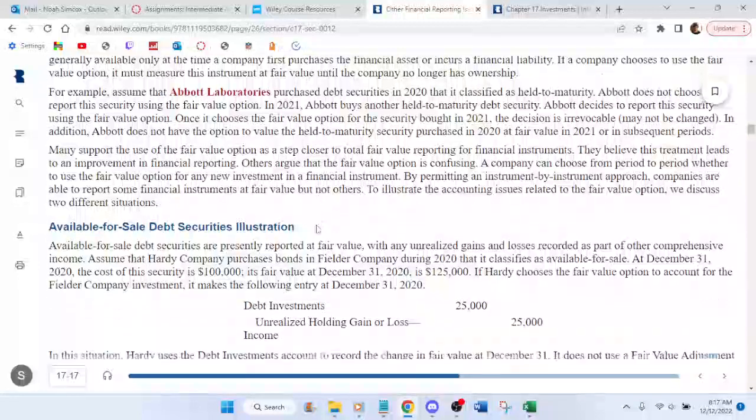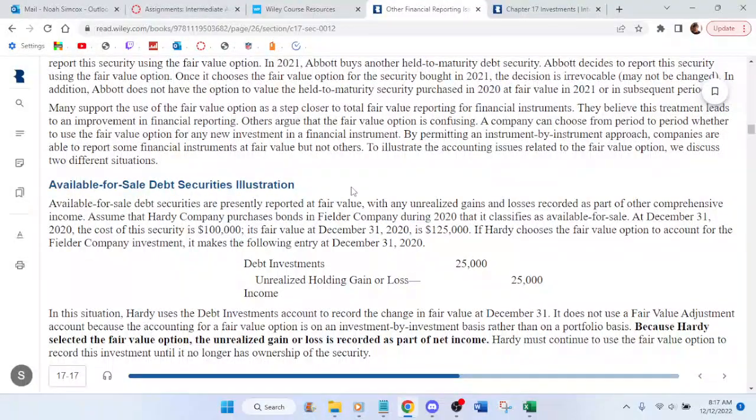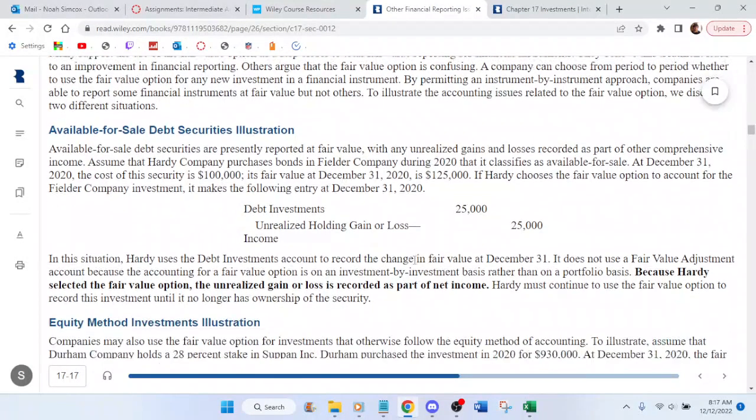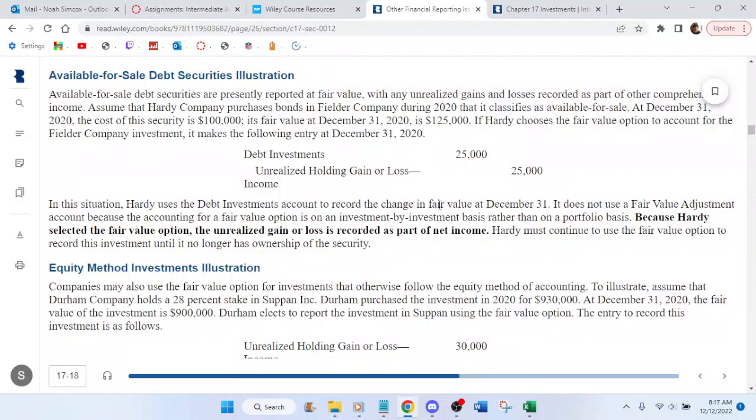And then fair value option. For the quote-unquote fair value option, you do not have fair value adjustment. You just directly increase or decrease the investment.